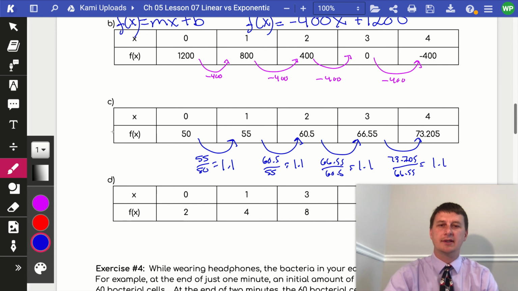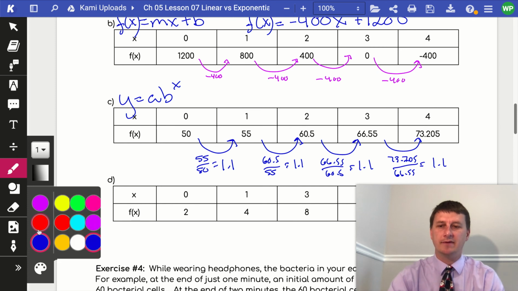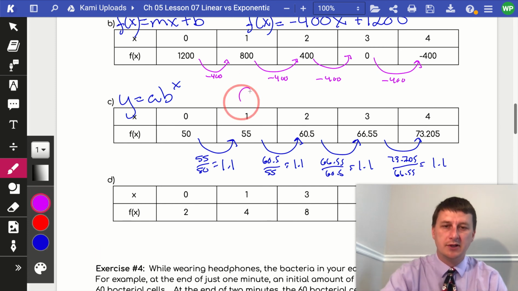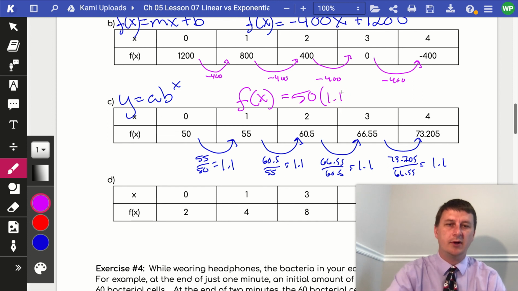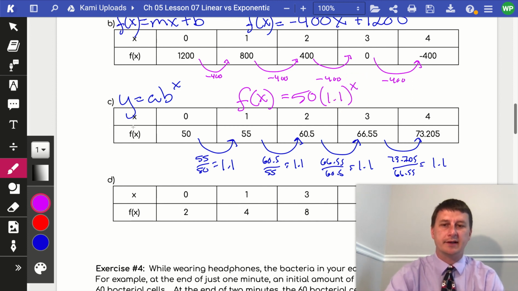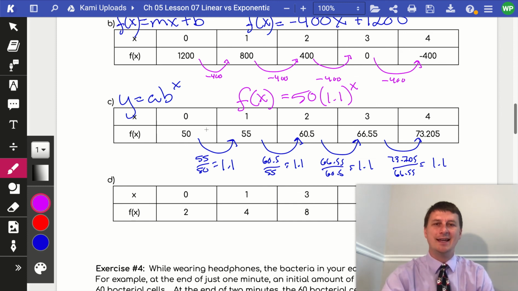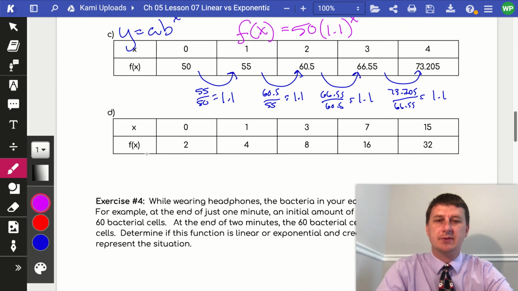So again, we're going to set up that equation of y equals a times b to the x, since this is multiplying, this is an exponential function. When we create our function, we're going to have f of x instead of y is equal to our initial amount, a, which is 50, times our growth factor, b, which is 1.1 to the power x. So right here is the equation that represents the values in this table, which brings us to our last one in this exercise, which is part D.